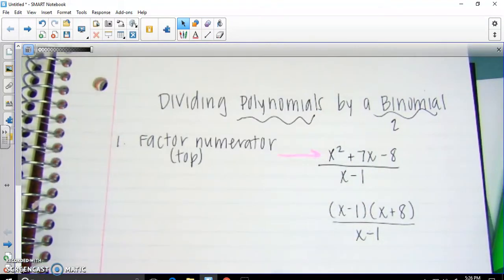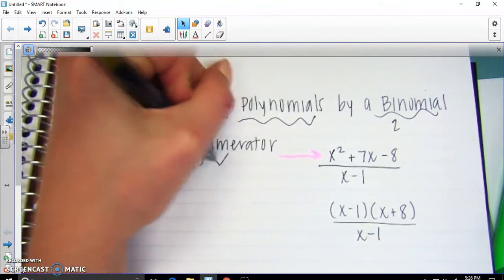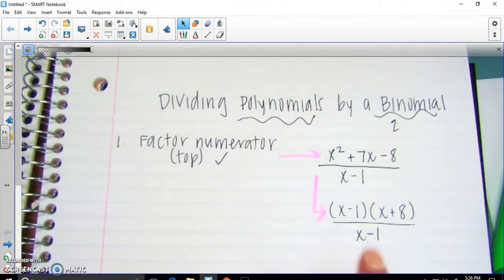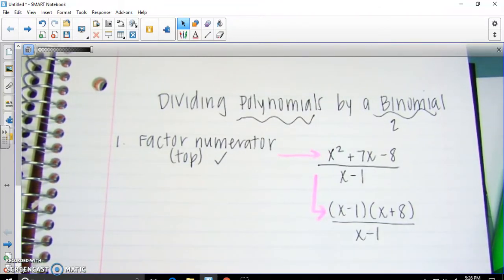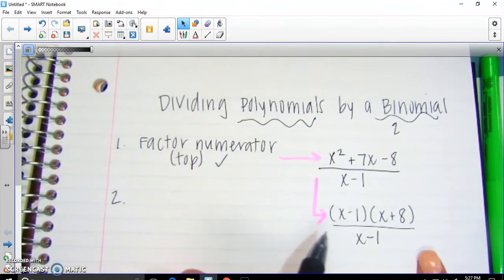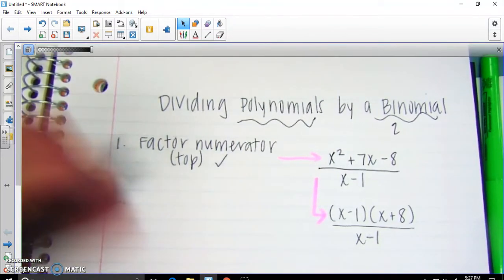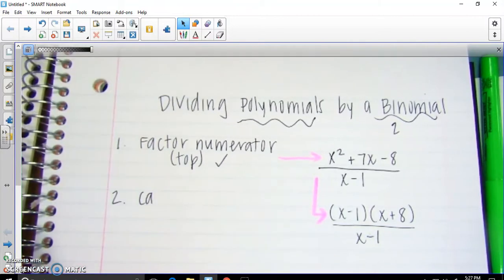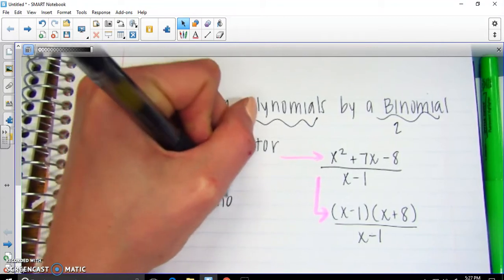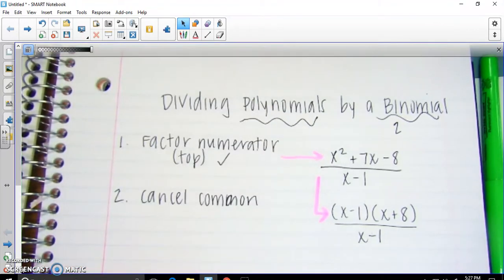So we've done our first step. We've completely factored the numerator, or the top, and this is what it's become. Notice the bottom didn't change at all. So what do we do from here? Well, for step 2, notice there's going to be something that's common in the numerator and the denominator. So we're going to cancel out the common factors.